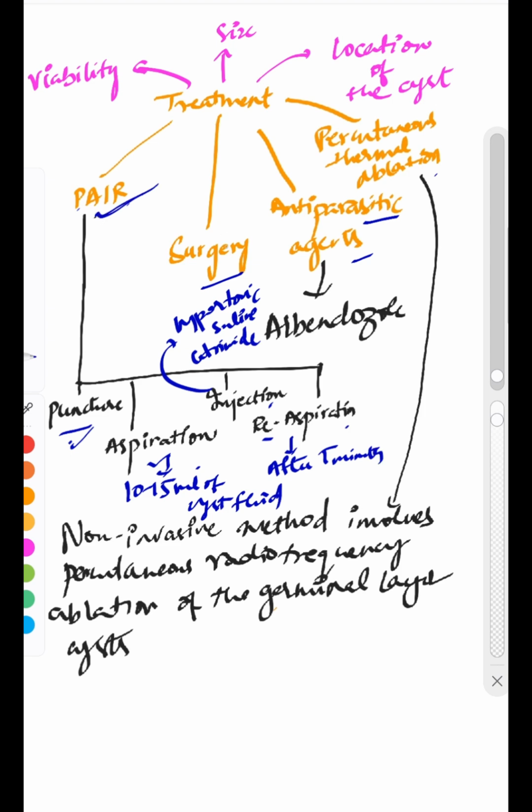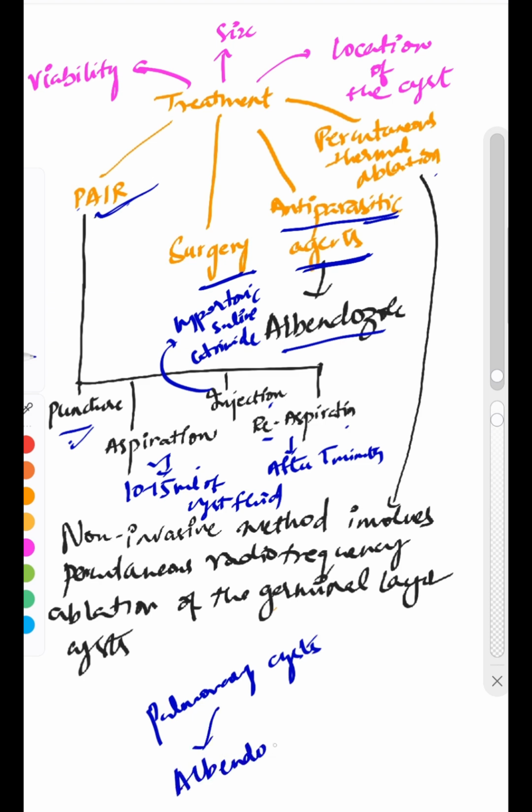Next, surgery can be done, or antiparasitic agents like albendazole can also be given. But in case of pulmonary cysts, preoperative albendazole is not given. Instead, we will give praziquantel.